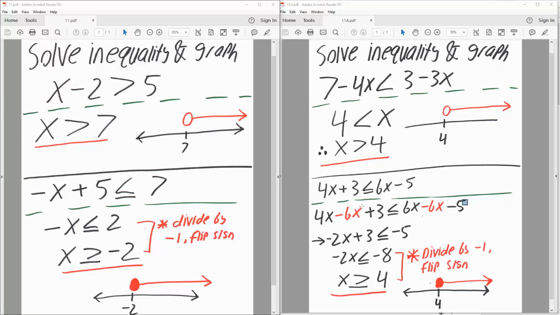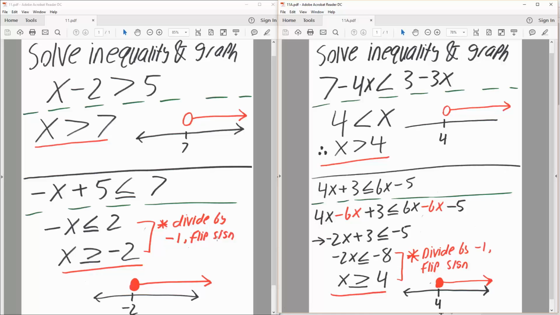And now we'll do the last problem. 4x plus 3 is less than or equal to 6x minus 5. And so what I would get if I subtract 6x here, subtract 6x here, we would get negative 2x plus 3 is less than or equal to negative 5. I will transfer this 3 here over towards this side. So negative 2x is less than or equal to negative 8.